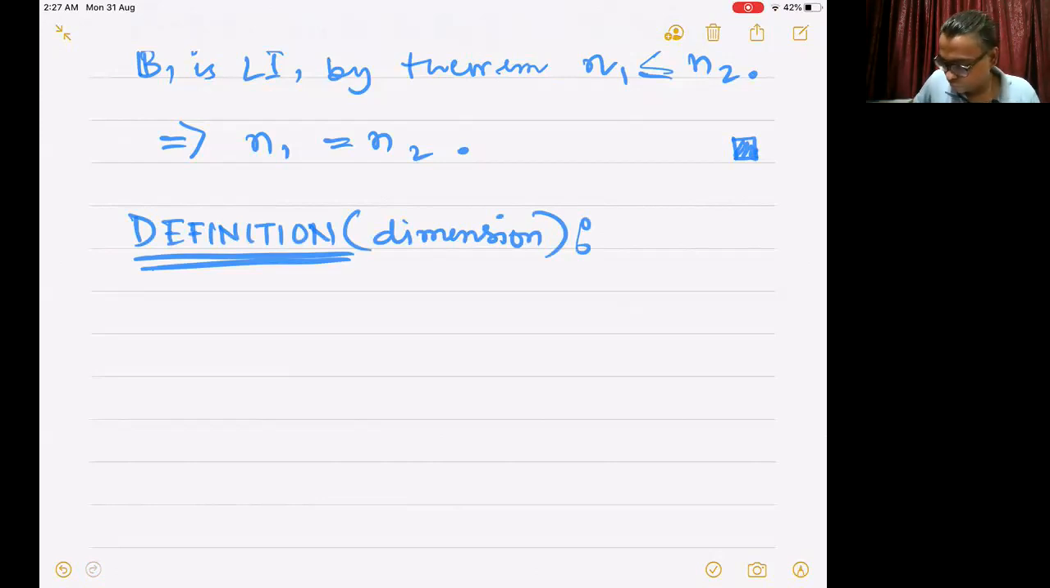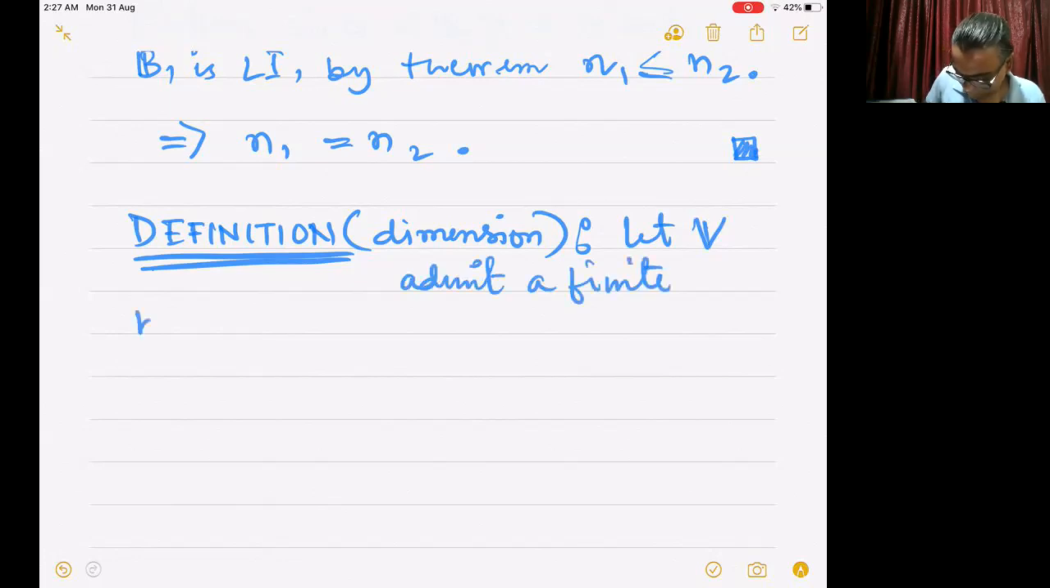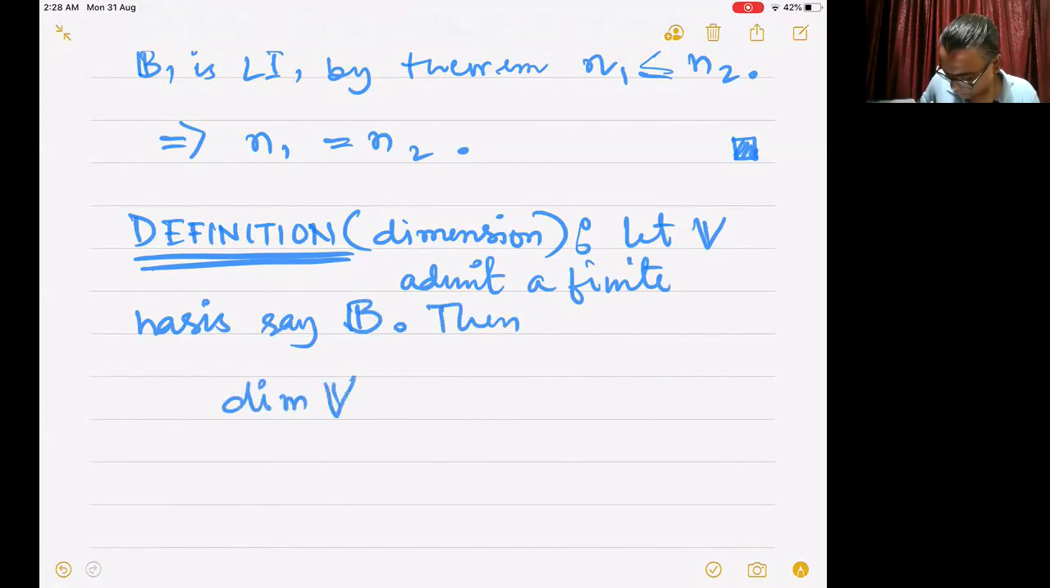Let V admit a finite basis, say B. Then the dimension of V, denoted like this, is defined to be the cardinality of this set, this basis B. See, this is well defined.